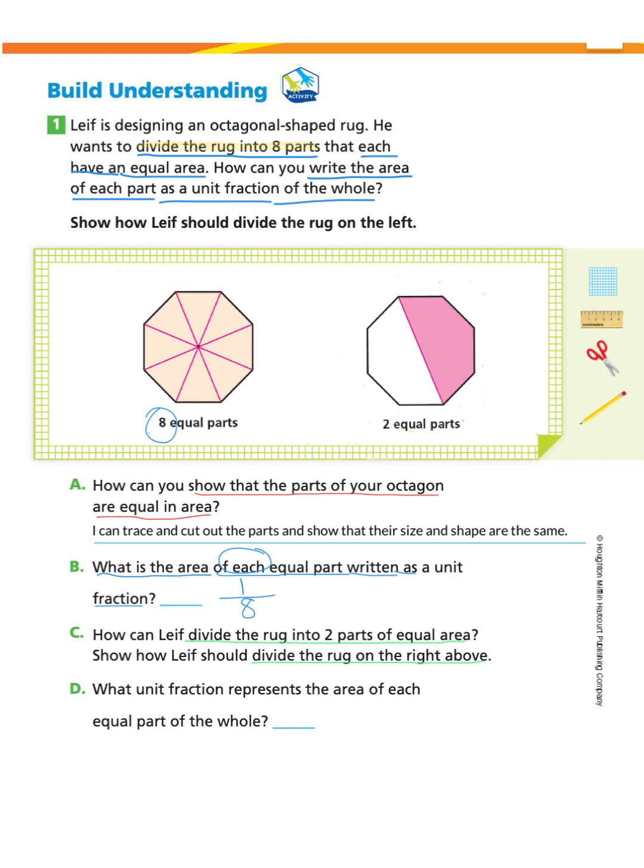And now we can look at part D. What unit fraction represents the area of each equal part of the whole? So we know that there are 2 equal parts, which is going to be our denominator. There are 2 parts. And when we look at a unit, each one, we know that we're looking at 1/2, 1 part of the 2 parts in that shape.